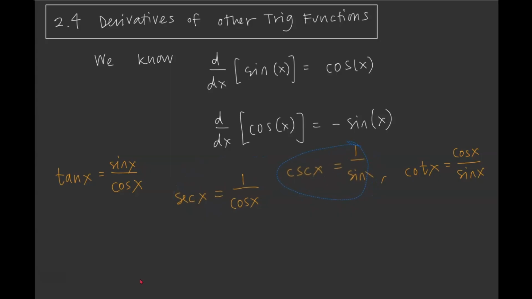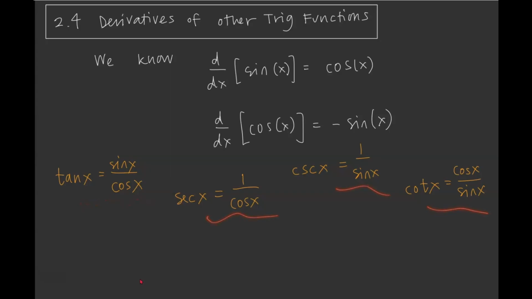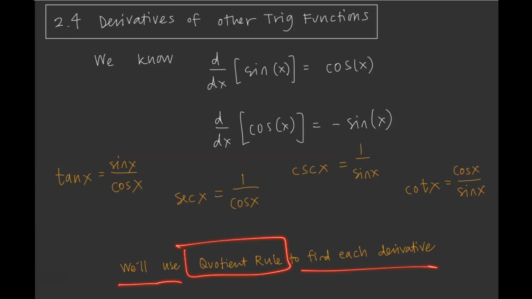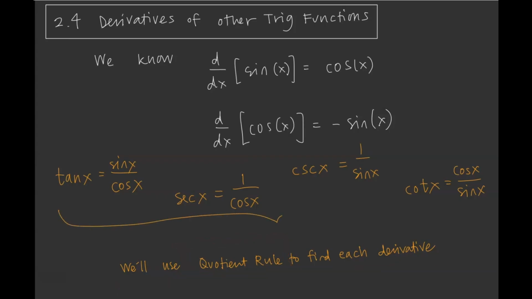And now we put the fact that we know what the derivatives of sine and cosine are together with the product and quotient rules. And here, the quotient rule is what we could use in each of these cases to find their derivatives. So we will use the quotient rule to find each derivative. Each of these four additional trig functions, we can find their derivatives knowing what the derivatives of sine and cosine are and knowing the quotient rule.